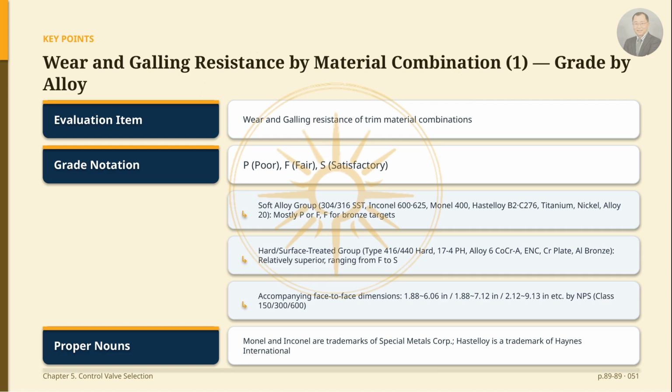Face-to-face dimensions are also included in the same table. For Class 150, 300, and 600, the dimensions increase as the NPS increases, ranging from 1.88 to 6.06 inches, 1.88 to 7.1 inches, and 2.21 to 9.13 inches, respectively. Finally, please note that Monel and Inconel are trademarks of Special Metals Corporation, and Hastelloy is a trademark of Haynes International.